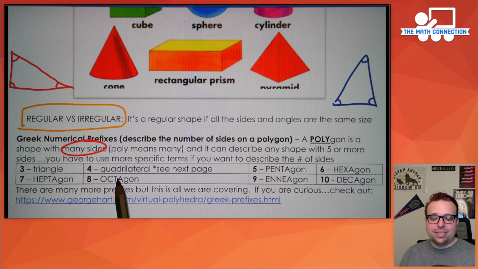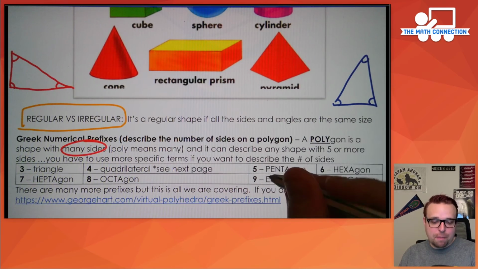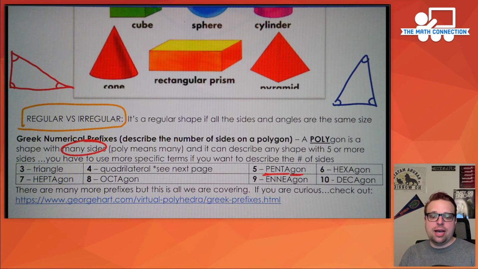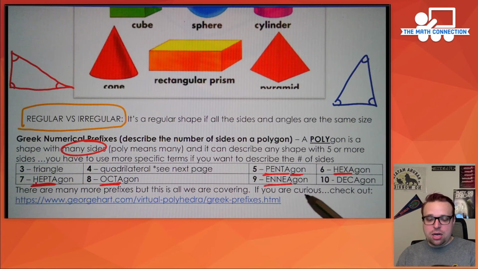A 4-sided shape is a quadrilateral. We're going to talk about what that means on the next page, so don't read too much into that right now. 5 and above. So if it's a pentagon, penta means 5, and gon describes that it's a shape with sides. So this has 5 sides. A hexagon, the hexa part means 6. Heptagon, hepta means 7. Octagon, a stop sign is an octagon. It has 8 sides. Octagon, octa means 8. Enneagon, that means 9. And then decagon, that means 10.